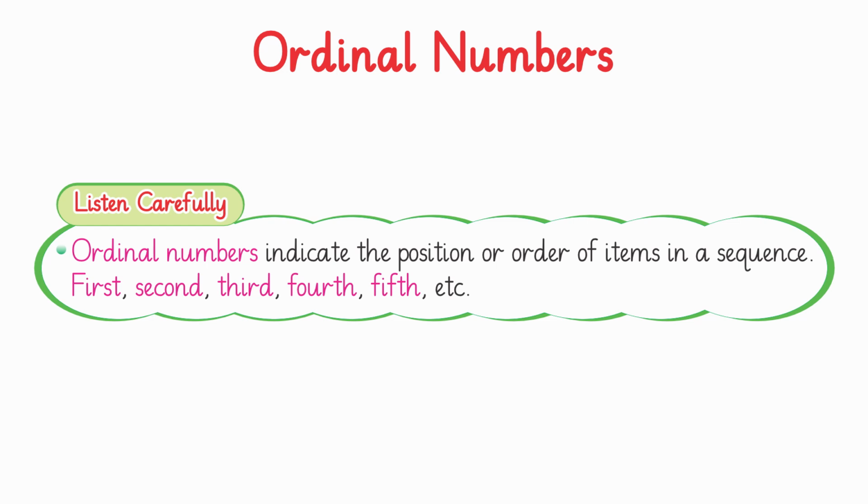Dear students, our today's lesson is about ordinal numbers. Ordinal numbers indicate the position or order of items in a sequence like first, second, third, fourth, fifth.